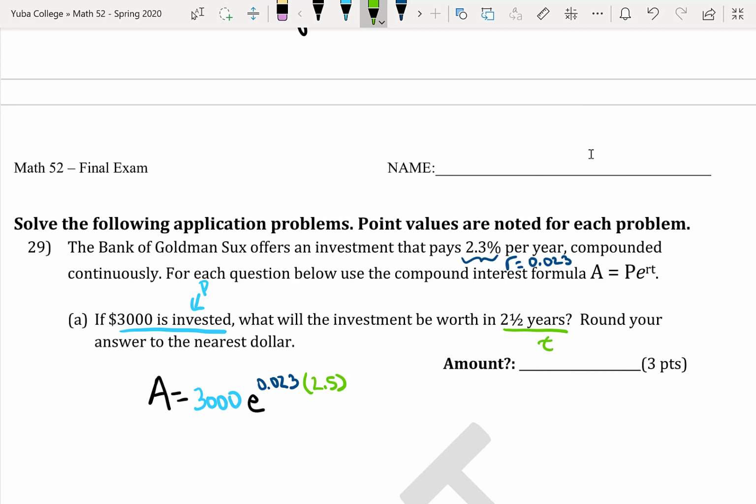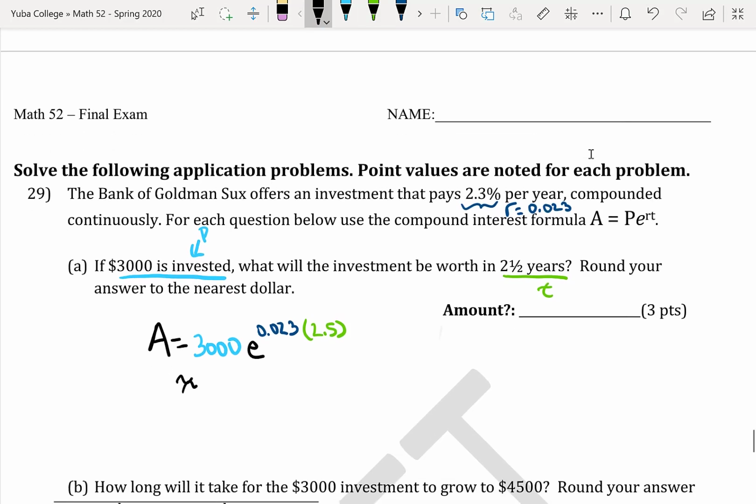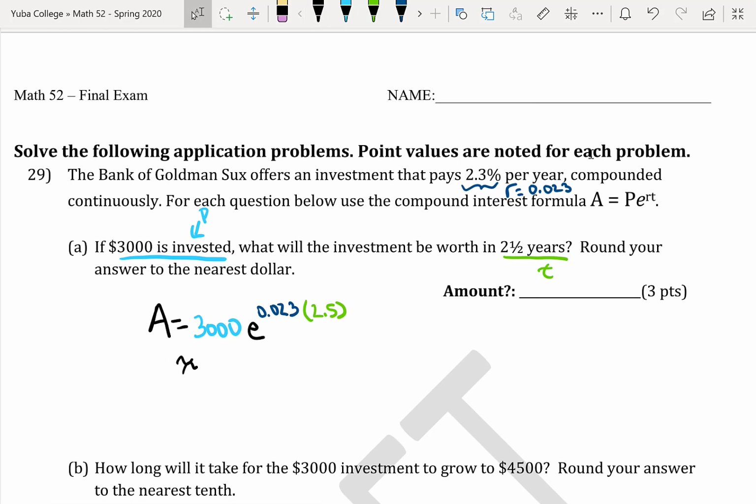This is $3,178. Okay, so in 2.5 years, the amount in the bank account is $3,178. Then we want to know how long it will take 3,000 to grow to 4,500.